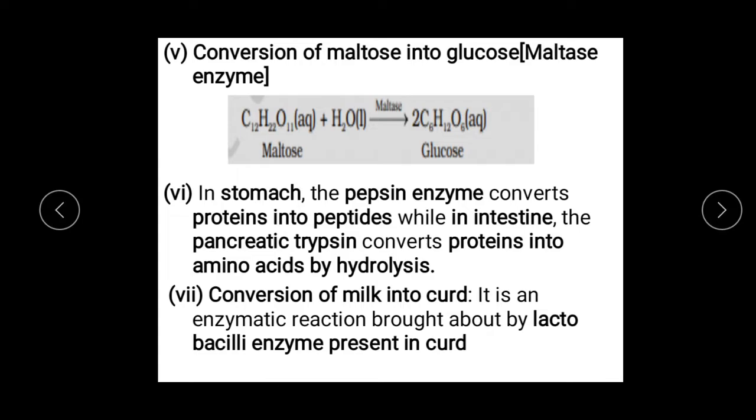know that in the stomach, pepsin enzyme converts proteins into peptides, and in the intestine, pancreatic trypsin converts protein into amino acids by hydrolysis. Now, in an enzymatic reaction brought about by lactobacilli enzyme, milk gets converted into curd.